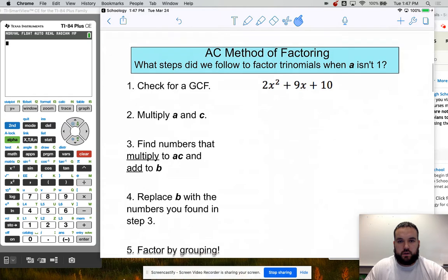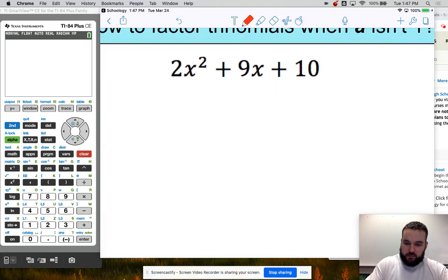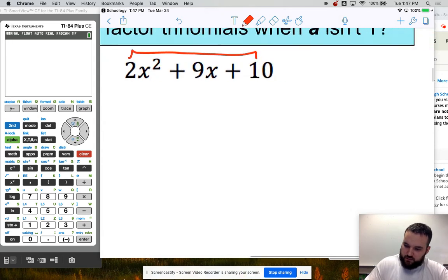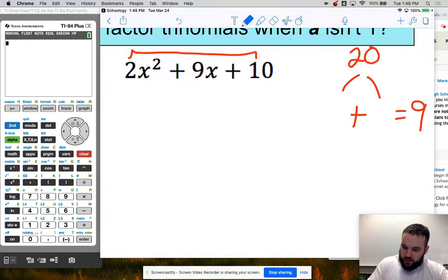Now, just a real quick recap from the previous video. Okay, the AC method of factoring, checking for a GCF, which in this case there isn't one. I'm then going to multiply A with C. So 2 times positive 10 becomes the number atop my factor tree. So what multiplies to 20, but still adds up to the middle value, that B value, which is 9 in this case. Multiplies to 20 and adds to 9 are 5 and 4.